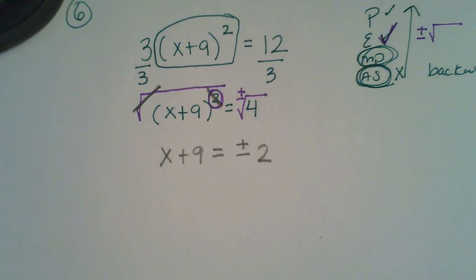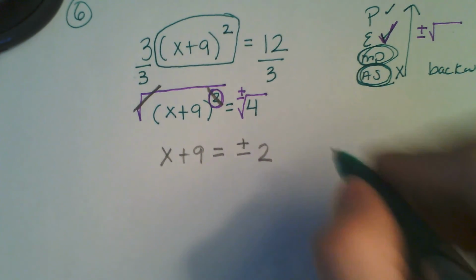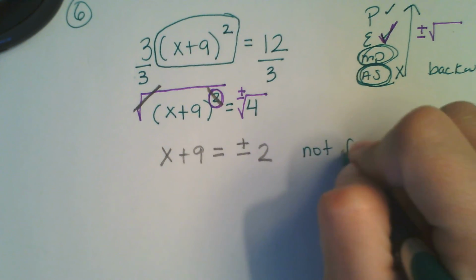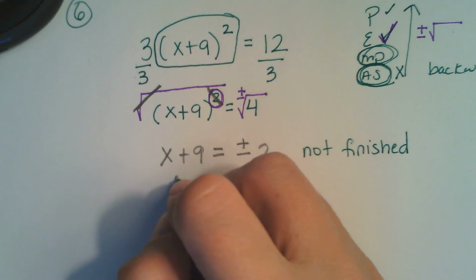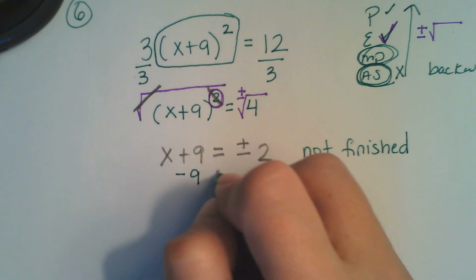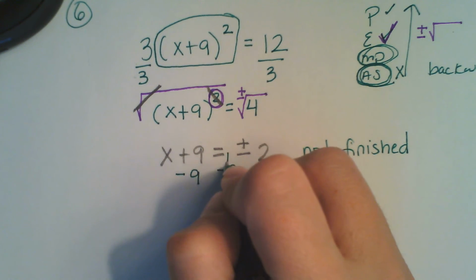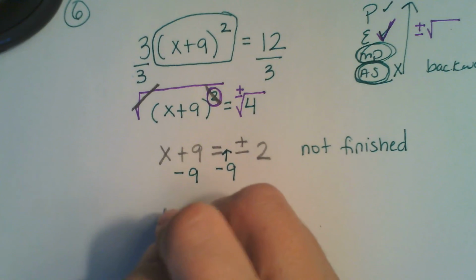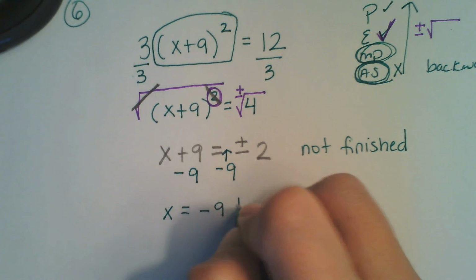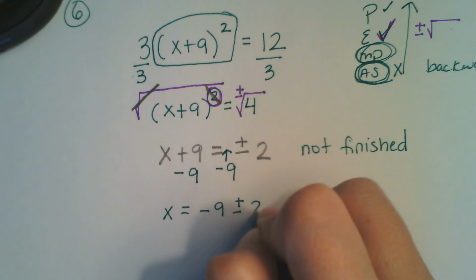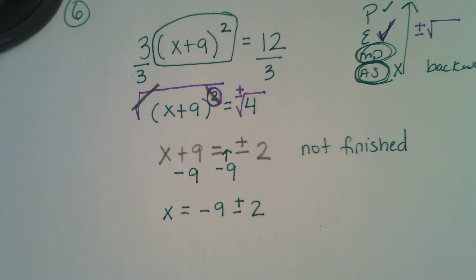But I'm not finished with this problem because I haven't gotten x by itself yet. You're not finished. We will have to subtract the 9 over. It's going to go right in front of that plus and minus. So I've got negative 9 plus and minus 2.